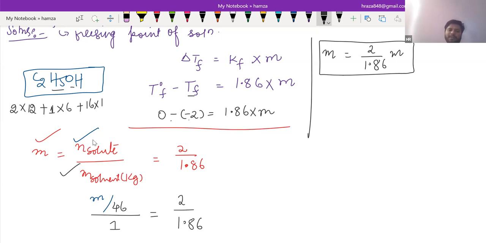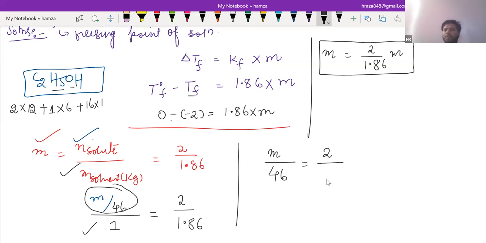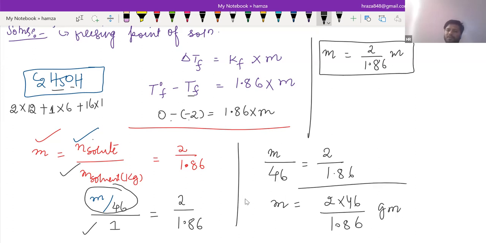What I just did is use the formula of number of moles upon mass of solvent, which is given as 1. So we can write m upon 46 equals 2 upon 1.86. So m will be equal to 2 into 46 upon 1.86. Let me know the mass of C2H5OH. Please do it.